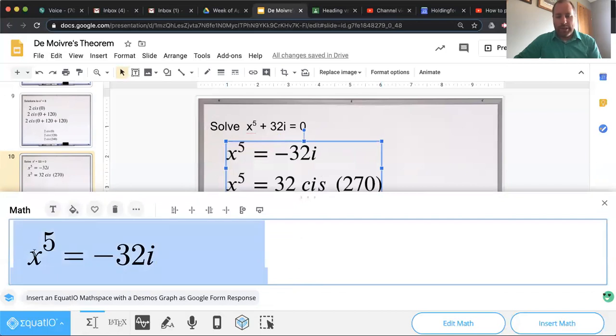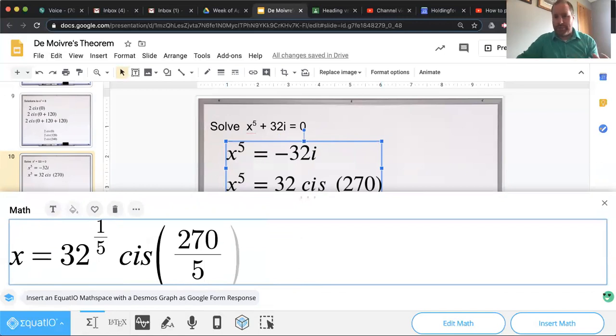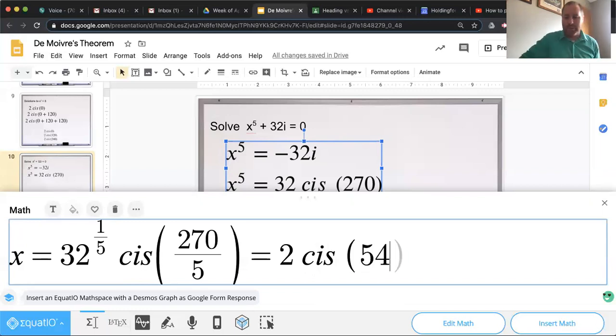And then what I would do after that point, I would say, okay, well, we need to take this to the 1/5 power. So I'd have 32 to the 1/5 power. And then we'd have our cis, cosine i sine, 270 divided by 5, right? That's what we would get there, which we could work out. Again, I would maybe grab my calculator. 32 to the 1/5, you could type that in. I know that that's 2 because I've been working with this for a little bit. I've been doing these a little bit ahead of time. But 270 divided by 5, I don't remember what that is off the top of my head. Okay, it's 54. Cool, so we'll put 54.